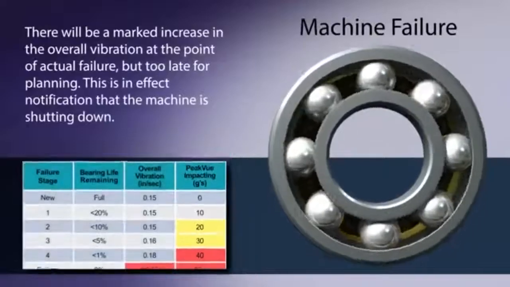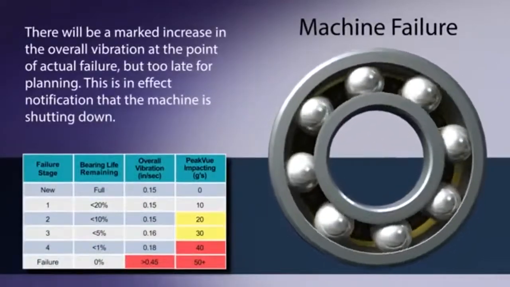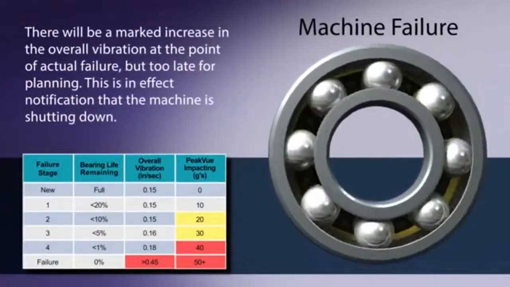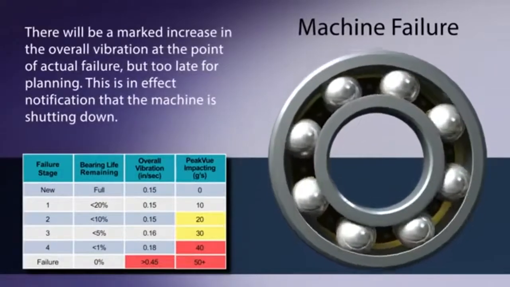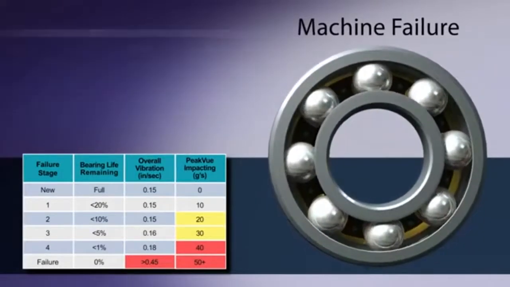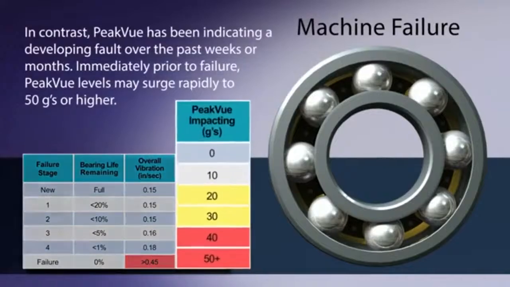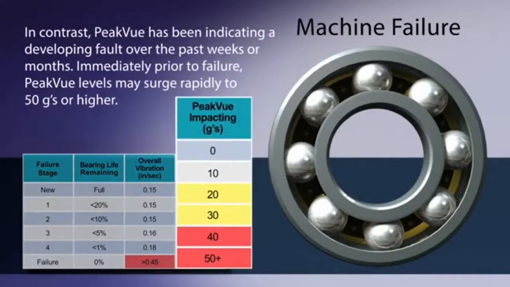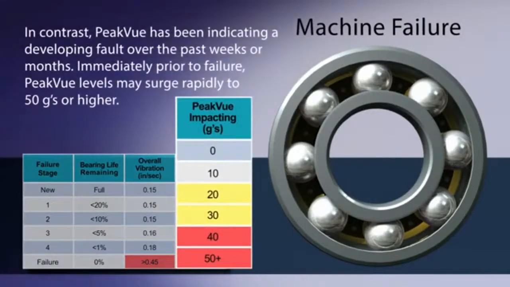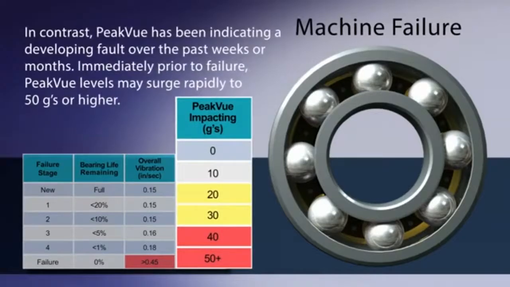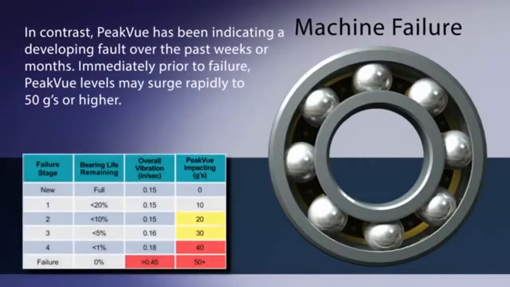There will be a marked increase in the overall vibration at the point of actual failure, but too late for planning. This is in effect notification that the machine is shutting down. In contrast, Peakvue has been indicating a developing fault over the past weeks or even months. Immediately prior to failure, Peakvue levels may surge rapidly to 50 Gs or higher.